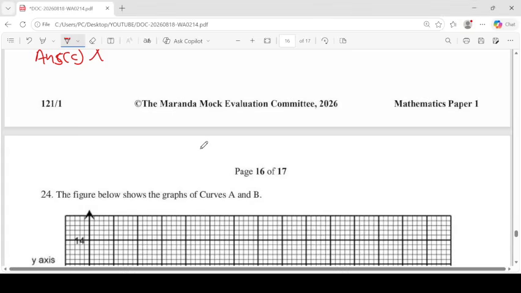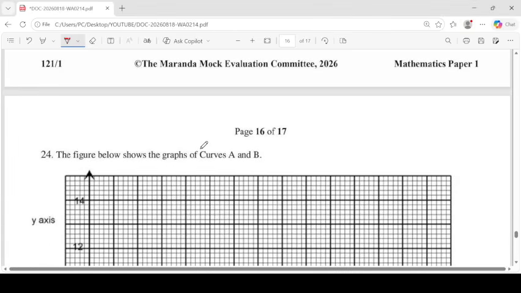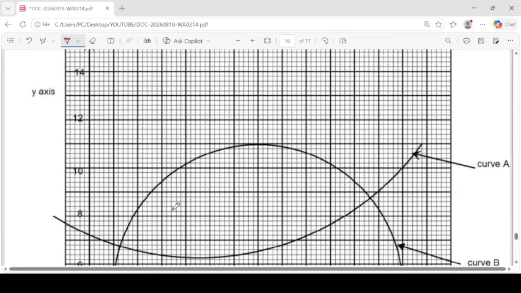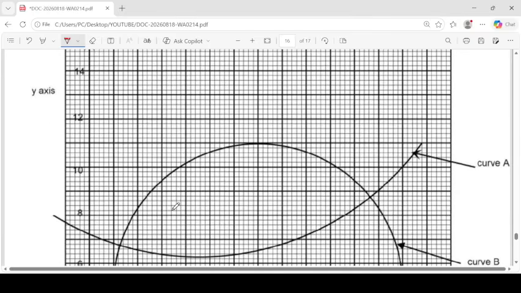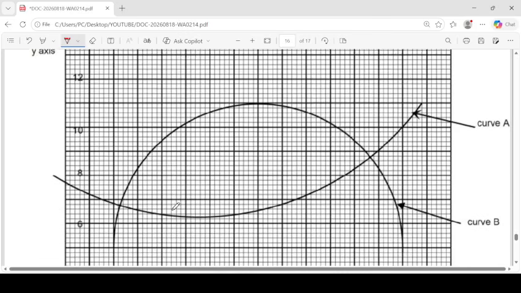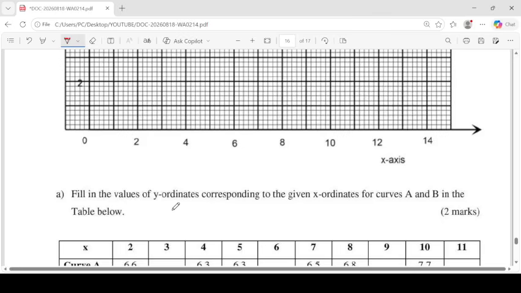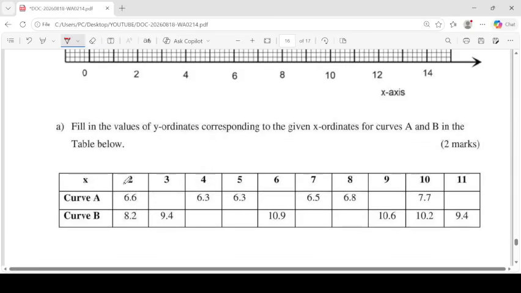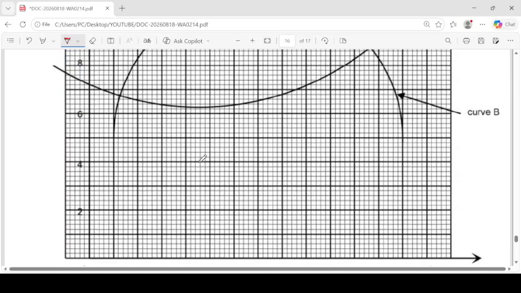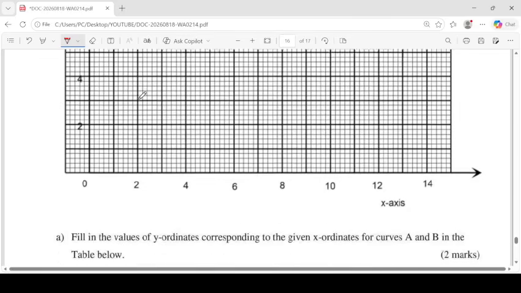Question number 24. The figure below shows the graphs of curves A and B. You can see the two curves. Curve A is curving upwards, curve B is curving downwards. The question says, fill in the values of y ordinates corresponding to the given x ordinates for the curves A and B in the table below. When x is 2, curve A is 6.6, curve B is 8.2. Let's confirm. 6.6, then the other one is 8.2. That's very true.